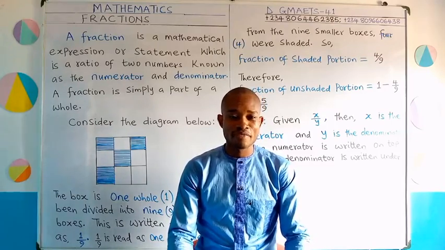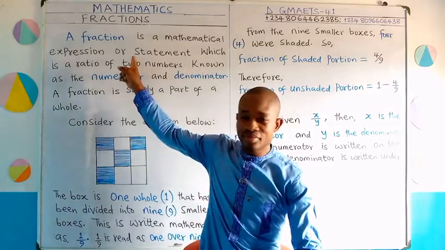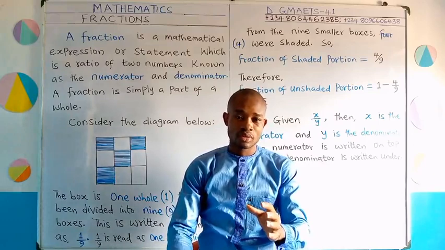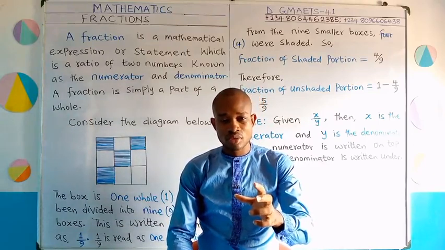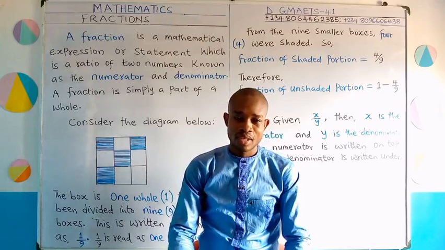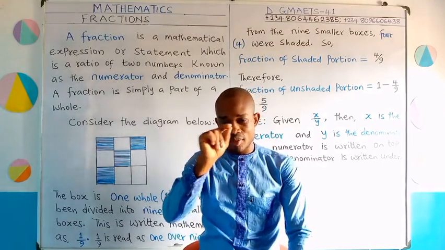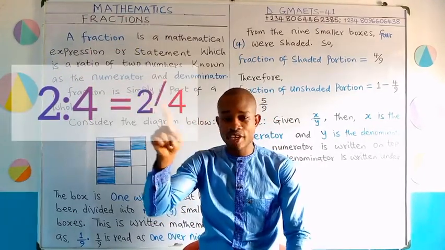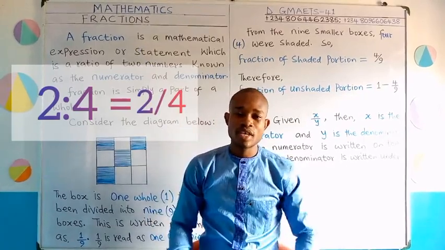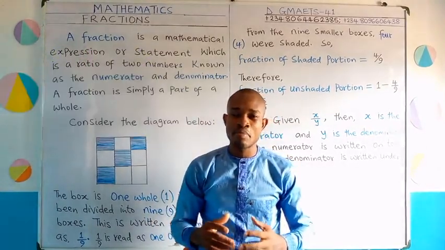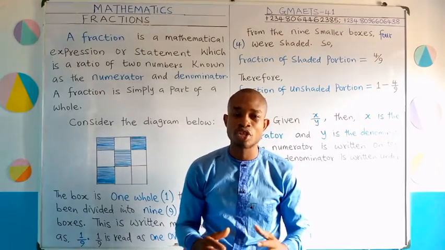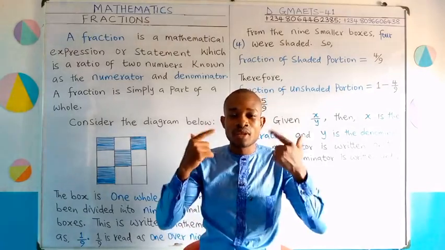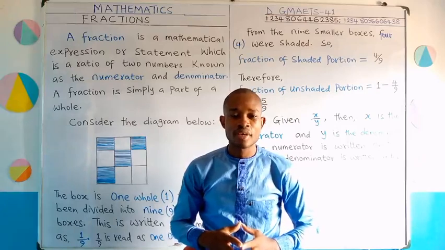On the board here, I have the meaning of fraction. A fraction is a mathematical statement or expression which is a ratio of two numbers. When you hear ratio, ratio is something about division. If I give you 2:4, it means 2 divided by 4. So when we say that fraction is a mathematical statement or expression which is a ratio of two numbers, it simply means that when you are studying fraction, you should be thinking about division. Is that not so? You should be thinking about division.